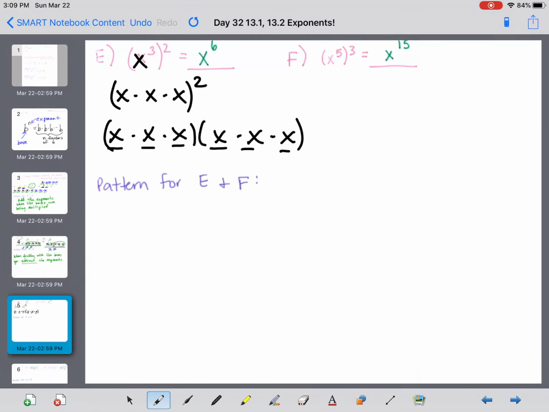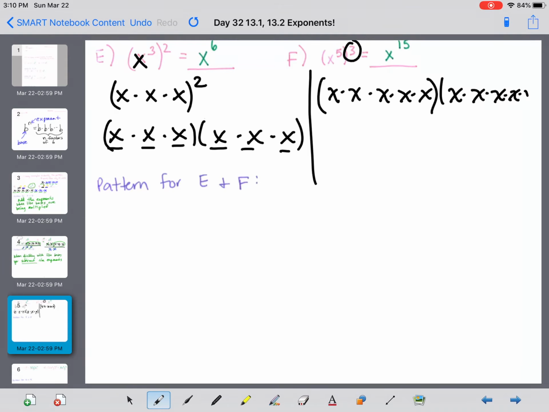Sorry I picked such big exponents here. So x to the fifth, let's write out what that looks like. So there's x to the fifth. Now, if that's being raised to the third power, that means you're going to multiply it by itself 3 times. And I'm not going to have enough room to put this on one line, so I'm going to have to add this to a second line below it.